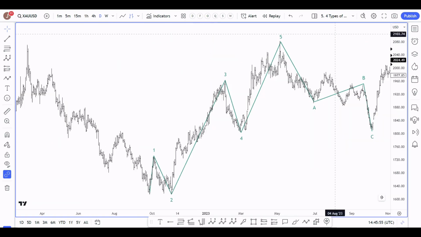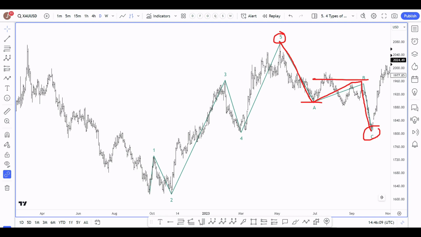A live example of this is the chart over here. We see we've had a nice 5-wave move to the upside, and then a nice clean A, B, C correction where the wave C exceeds the low of the wave A, and the wave B does not exceed the high of the wave 5. So it's the most common and the most typical.